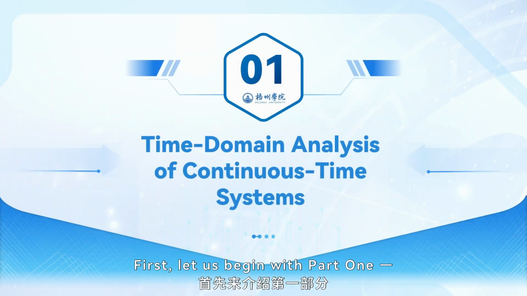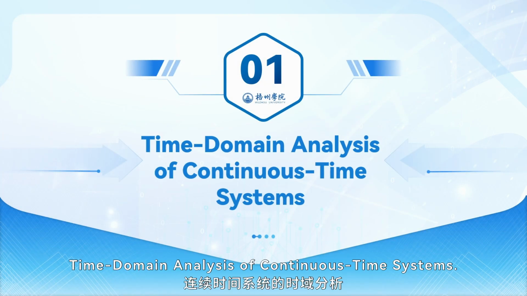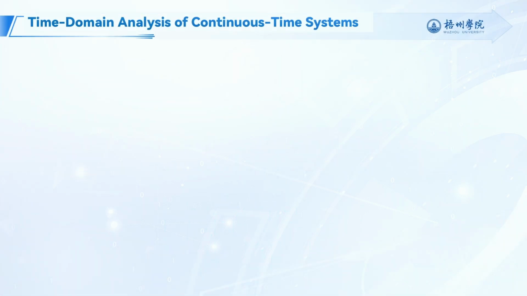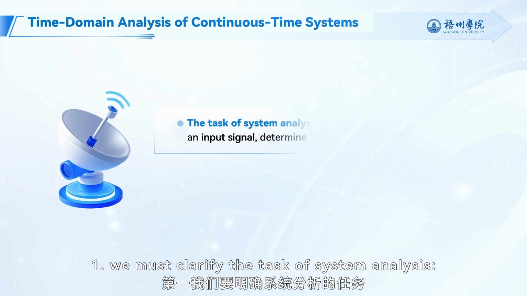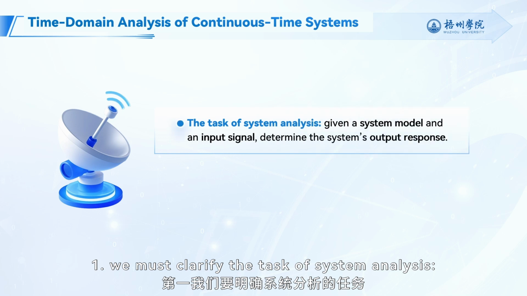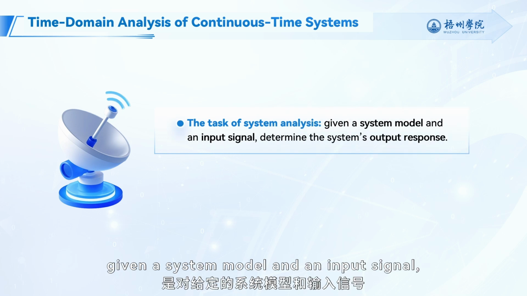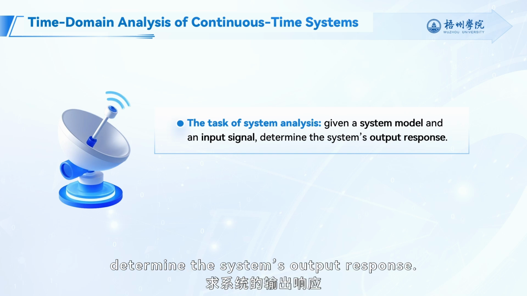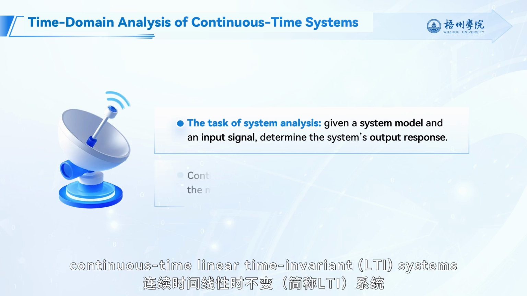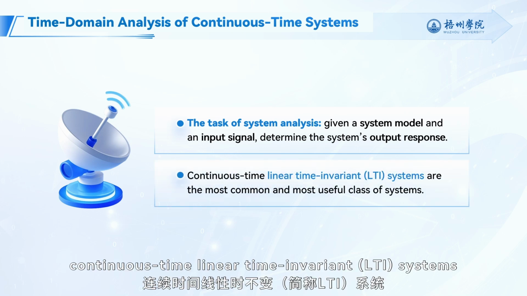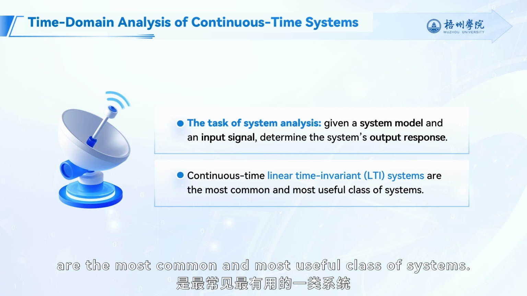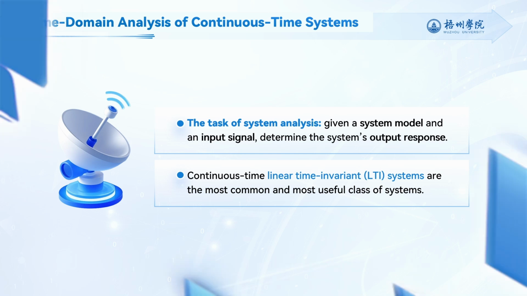First, let us begin with Part 1. Time domain analysis of continuous time systems. 1. We must clarify the task of system analysis. Given a system model and an input signal, determine the system's output response. Among these, continuous time linear time-invariant (LTI) systems are the most common and most useful class of systems.